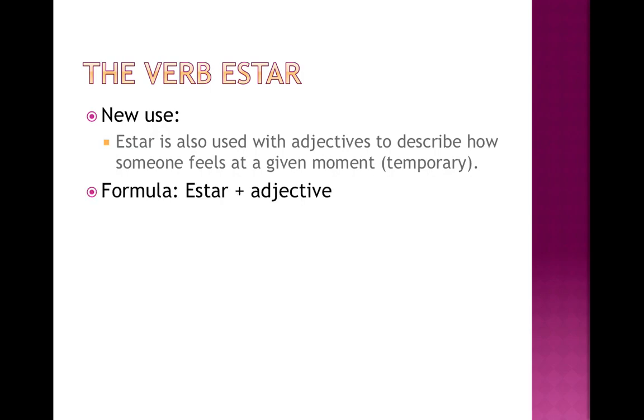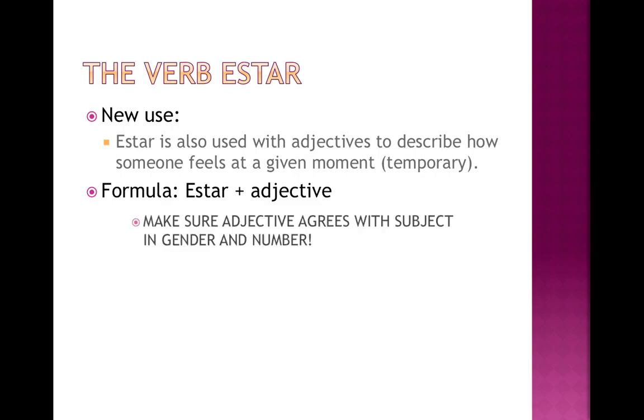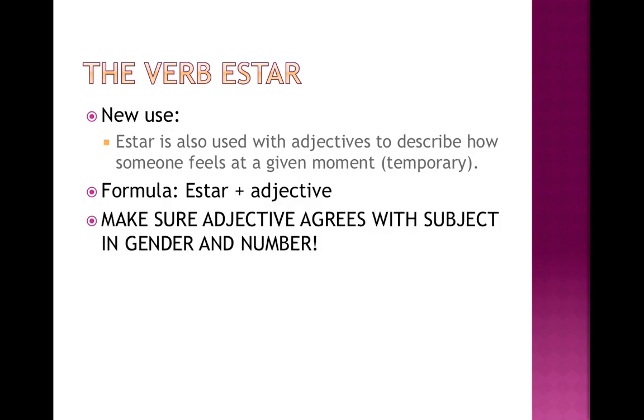And how I want you to use it is the formula is just estar plus the adjective. And make sure the adjective agrees with the subject. And that's where you're practicing those adjectives on that last activity, putting the endings in, the a or the o or os or as, depending on who you're talking about. So all you need to know really is it's temporary and feelings. Use estar plus the adjective and make sure the adjective agrees.